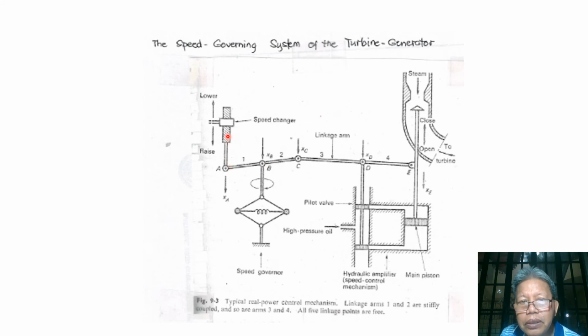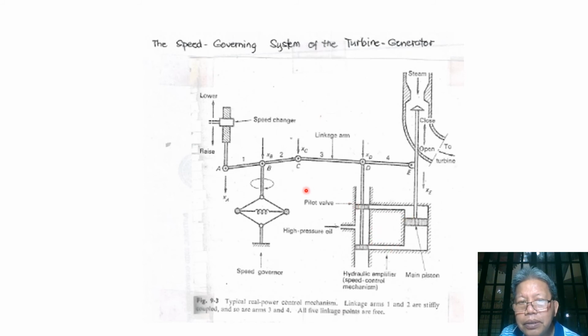Now notice that if we move this speed changer up here, we are pulling A up. So A goes up, and with this pivot point, C will move down. When C moves down, with this one as the pivot point, E will go up. When E goes up, it partially closes our main steam valve, but it can only go up with the motion of the piston in our hydraulic amplifier.